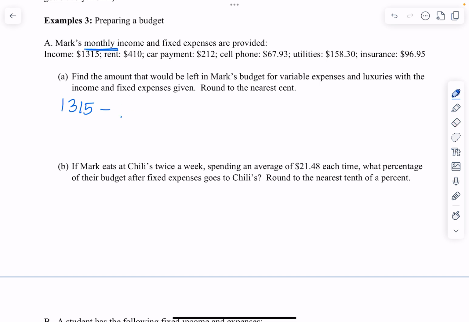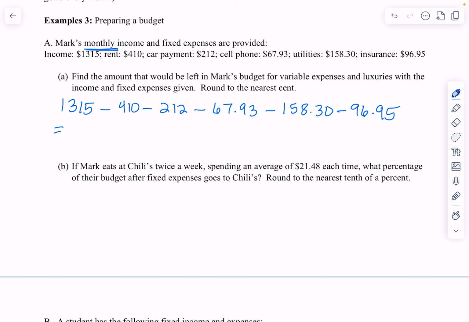Bear with me a second. I apologize. All right, so we're going to subtract 410. We're going to subtract 212. We're going to subtract $67.93. We're going to subtract $158.30. And we're going to subtract $96.95. Right? So when you do that on your calculator, you get $945.18. Okay.